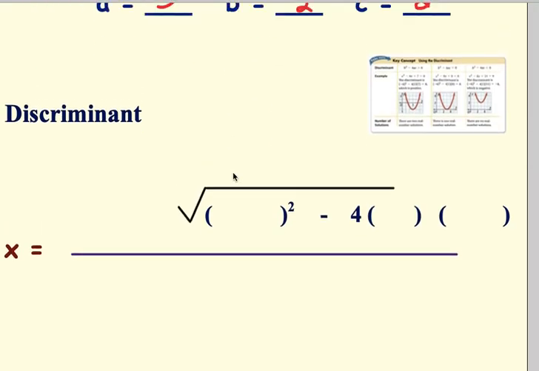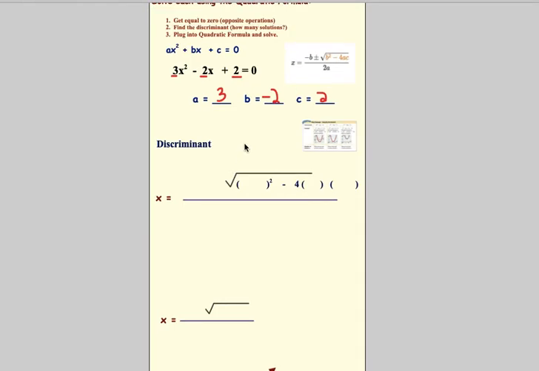Okay, so again, I'm going to plug this into the formula right here. I'm going to do the opposite of my B. And with the opposite of my B, I believe that is 2. I'm going to go plus or minus. And then I am going to do B squared, and that is negative 2 squared. And then my A is 3. And my C is 2. And that is all going to be over 2A.